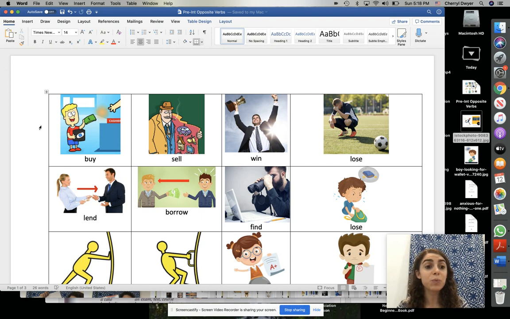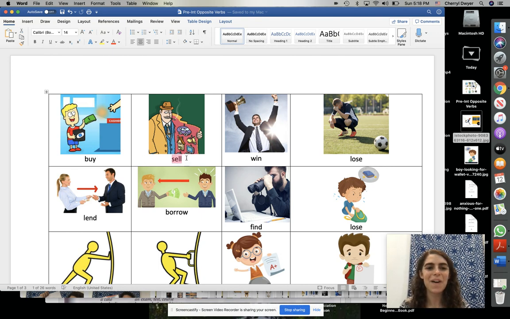Okay, so the first one we have is the word buy. So I know this might feel silly, but at home, I want you to practice and repeat after me. Buy. Okay, so buy, right? When you go somewhere and you are the one paying money and getting something, you buy something. All right, the opposite of buy is sell.